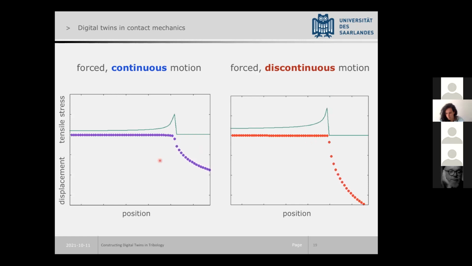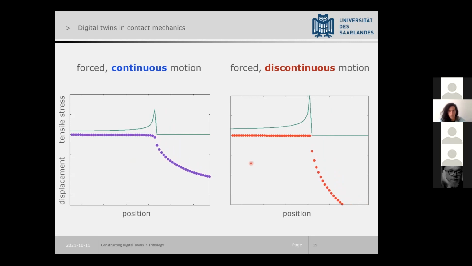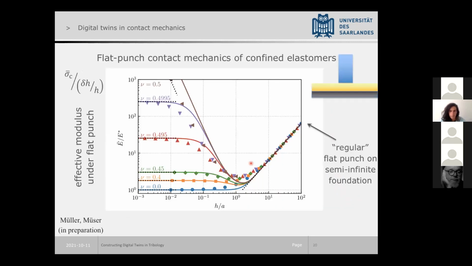And actually, in these two movies, everything was the same from a continuum mechanics perspective. The only difference is, how do I terminate continuum mechanics at the small scale? So this problem also comes up when we talk about static problems. And now I'm going to switch gears a little bit to a different problem, which is experiments of flat punch contact mechanics of confined layers.